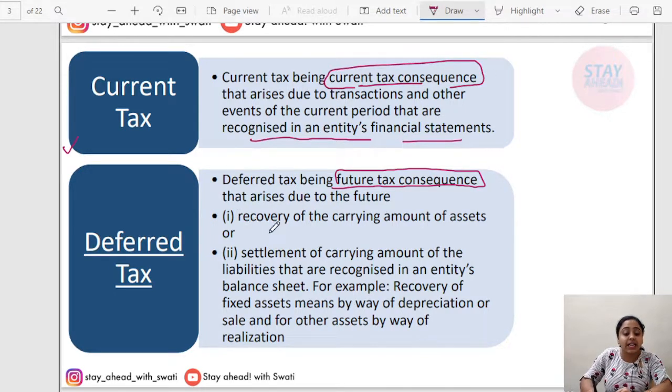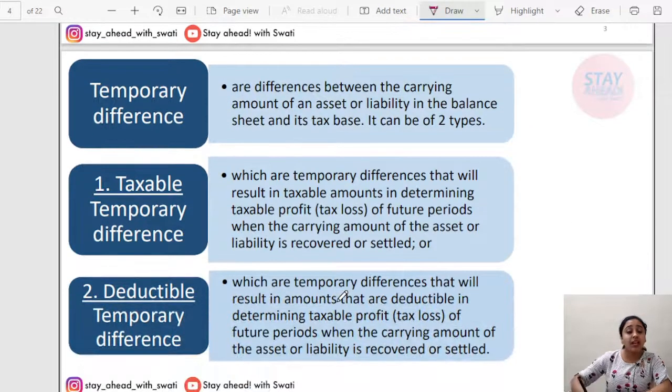Next, recovery of the carrying amount of assets or settlement of the carrying amount of liabilities that are recognized in an entity's balance sheet. That means any future event on settling the liability or any acquisition of the asset. If any differences, if any incomes and expenses arise due to any transaction in future, then there will be deferred tax. Now this is always recorded on the basis of temporary difference.